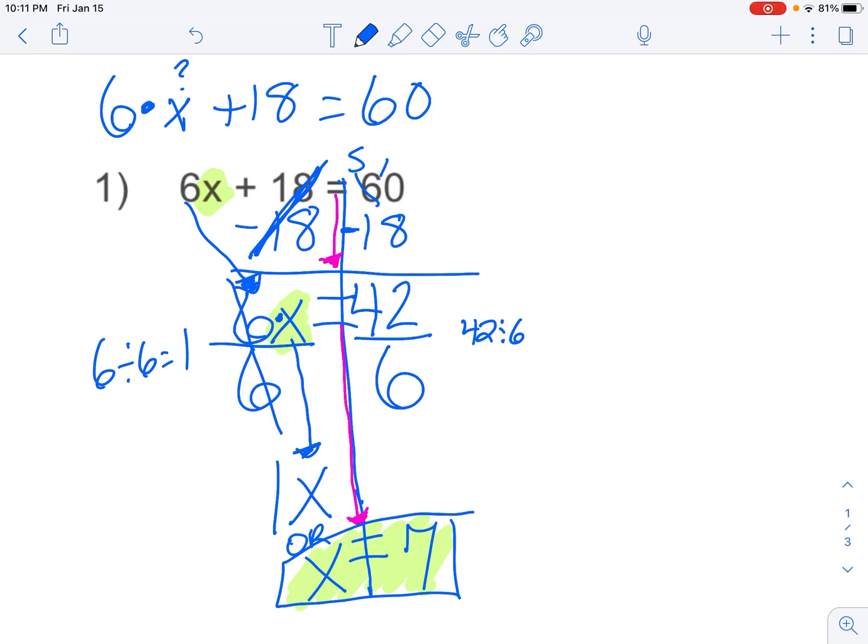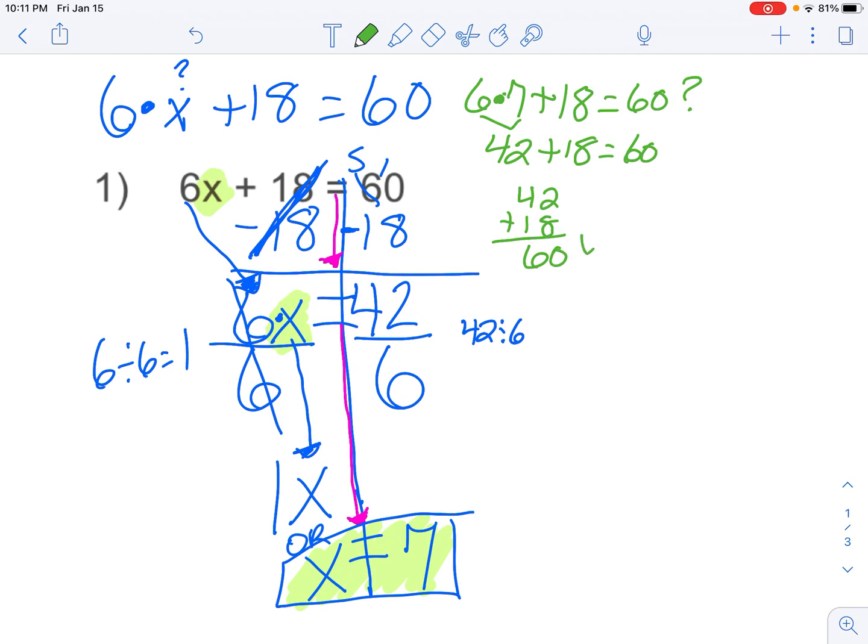6 times 7 plus 18. Does it all equal 60? Yeah. And you can always type it in a calculator and do this too. I'm just showing you that this is how I check my work. It does help.